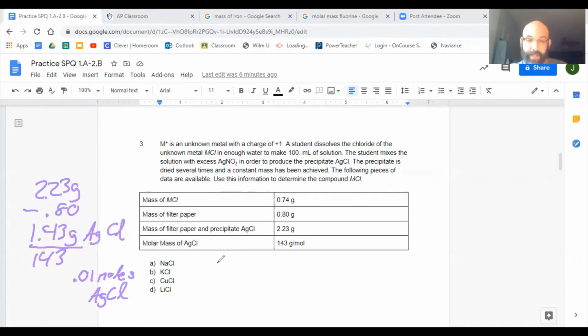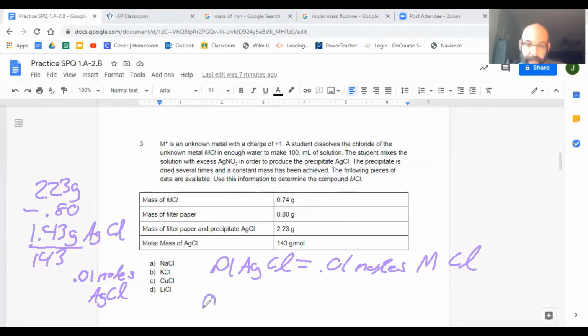And since we have excess silver nitrate, that means if we have 0.01 moles of AgCl, we actually have 0.01 moles of MCl. They have to be the same. So now we can think back to our formula here. n equals m over capital M. Well, what do we know? We know our moles is 0.01, and we know the top end, the mass. How much mass is it? 0.74.